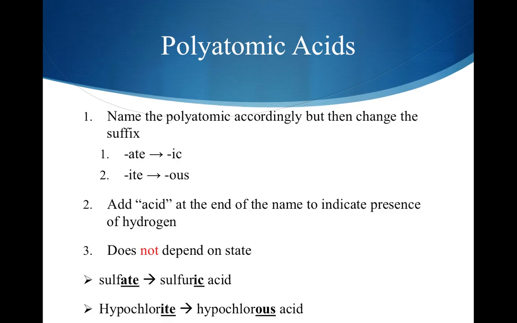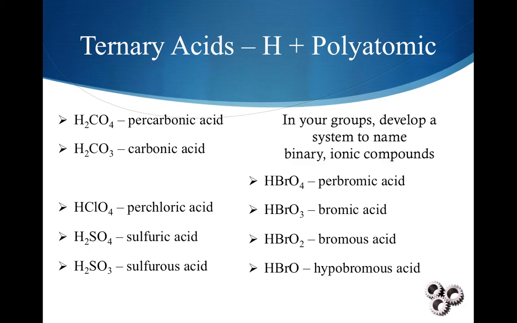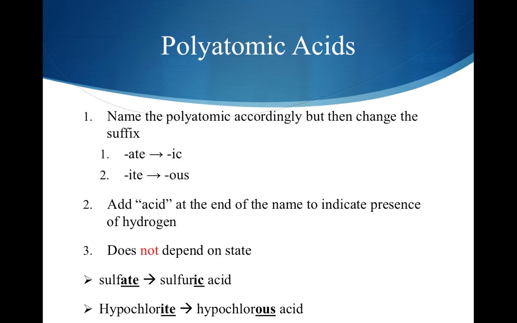So these, we just change the suffix. Ate becomes ic, ite becomes ous, and we add the word acid. You might be asking, well, how do we identify an acid? Well, as you can see, the binary acids and ternary acid identification is the exact same. It has H out in front of the chemical formula, which means it's an acid. So if we have HCl, we identify that as a binary acid. If we have H2SO4, we identify that as a ternary acid, or a polyatomic acid, or your book will call them oxyacids.